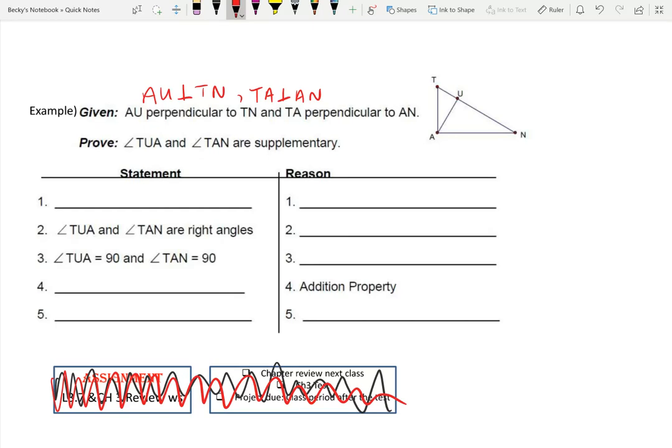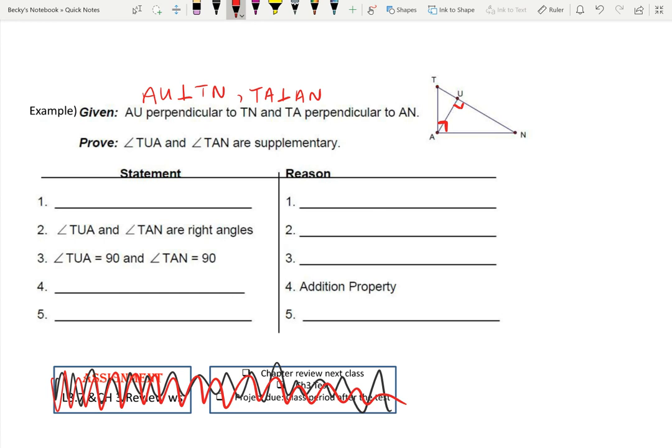Now, looking down through the proof, let's get our bearings here. We have two lines that are perpendicular, and I'm going to draw this on that diagram. AU is perpendicular to TN, so I know that's 90 degrees. And TA is perpendicular to AN, so that's 90 degrees.